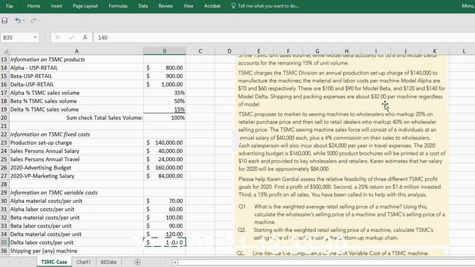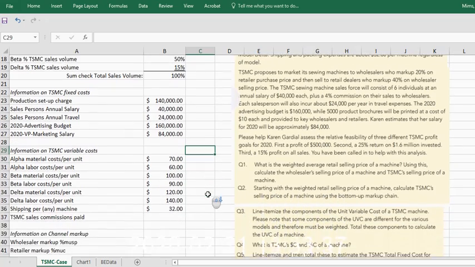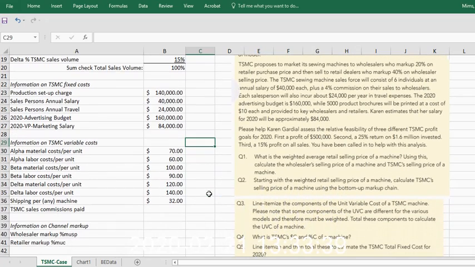Shipping and package expenses per machine, regardless of the model, is always $32. Okay, so we've got some of those inputs in. Let's see if there is other information.